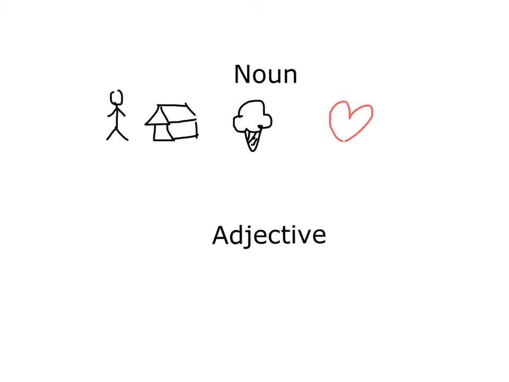There are lots of different kinds of adjectives. There are adjectives that talk about possession, who owns something, or quantity. In this video, we're going to talk about descriptive adjectives, adjectives that describe nouns.